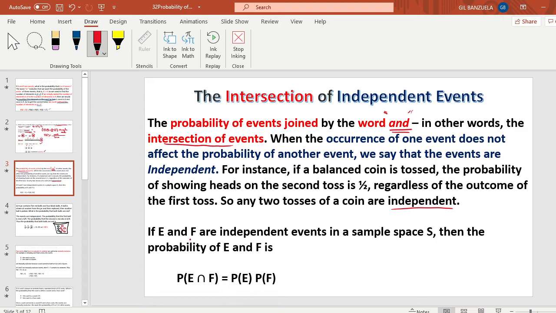So if E and F are independent events in a sample space S, then the probability of E and F is this one: the probability of E intersection F is equal to the probability of E times the probability of F.